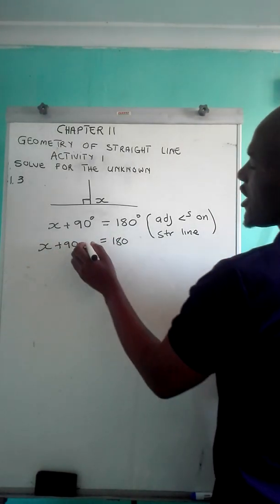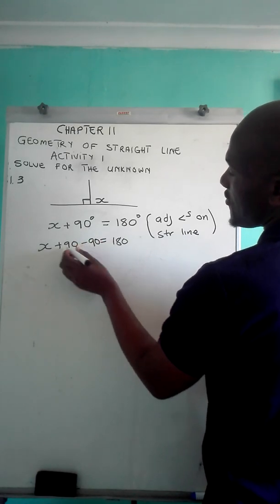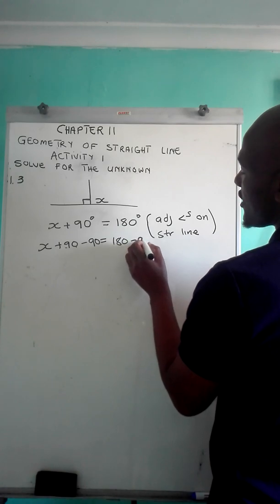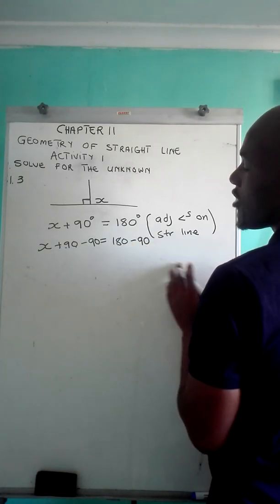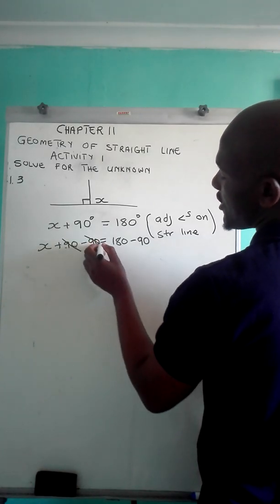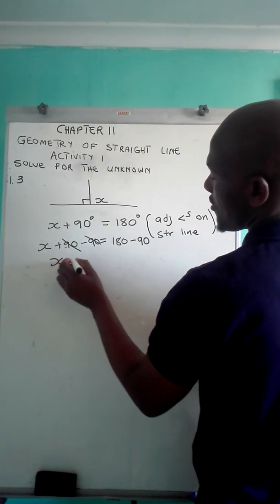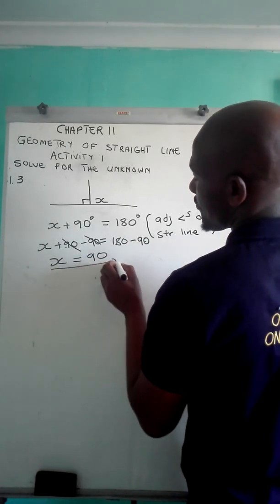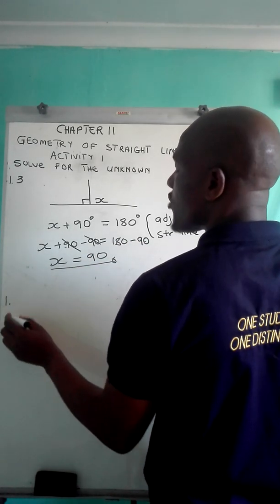I don't want this 90. I will subtract 90. It's an additive inverse. What you do on the left hand side, you also do on the right hand side. If you subtract 90, you must subtract 90. 90 minus 90 is 0. What is 180 minus 90? It's 90. 1.4.